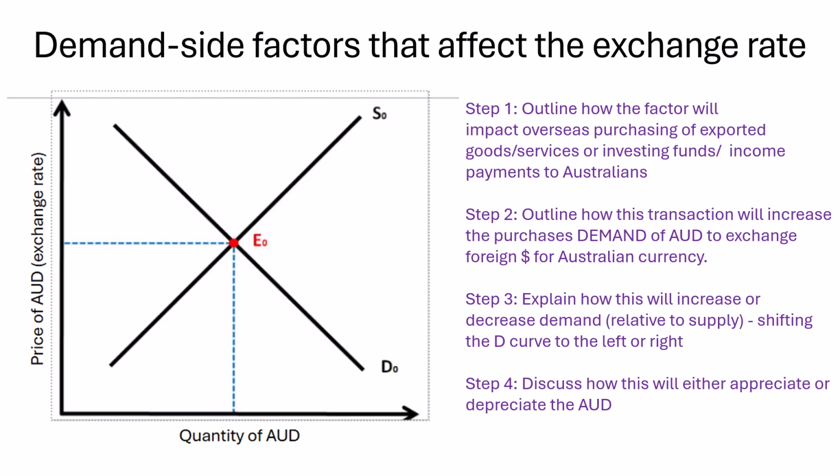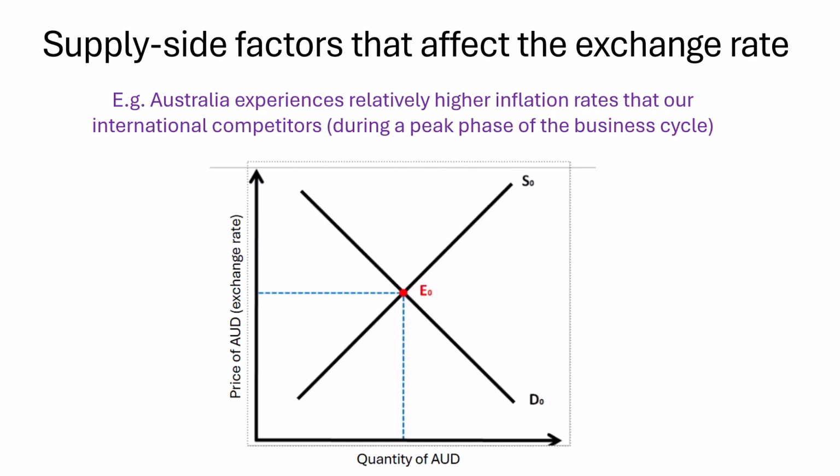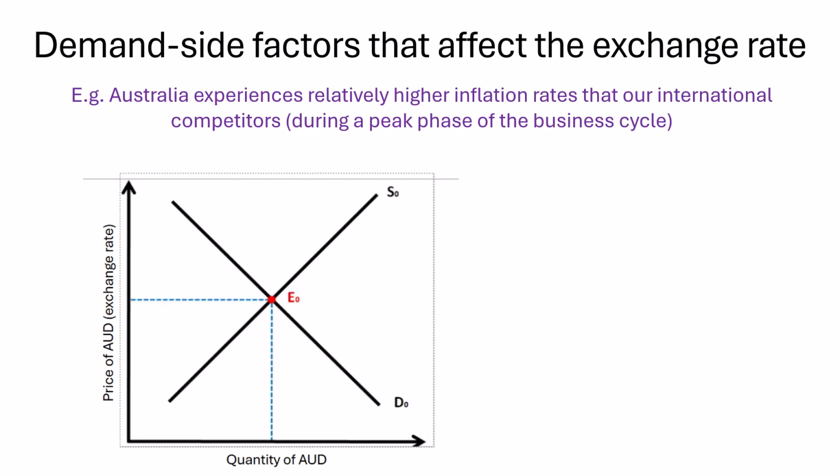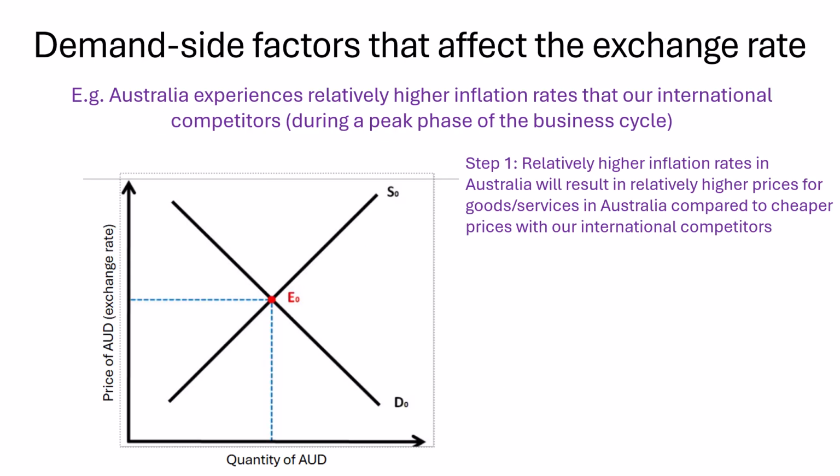So let's look at another example. Let's say we're in a peak phase of our business cycle. We've got a relatively high inflation rate compared to our global competitors. What will this do to the exchange rate, holding all else equal? So the first part of our response is we're going to place emphasis on the fact that those inflation rates are going to increase the prices of our goods and services in Australia compared to our competition.